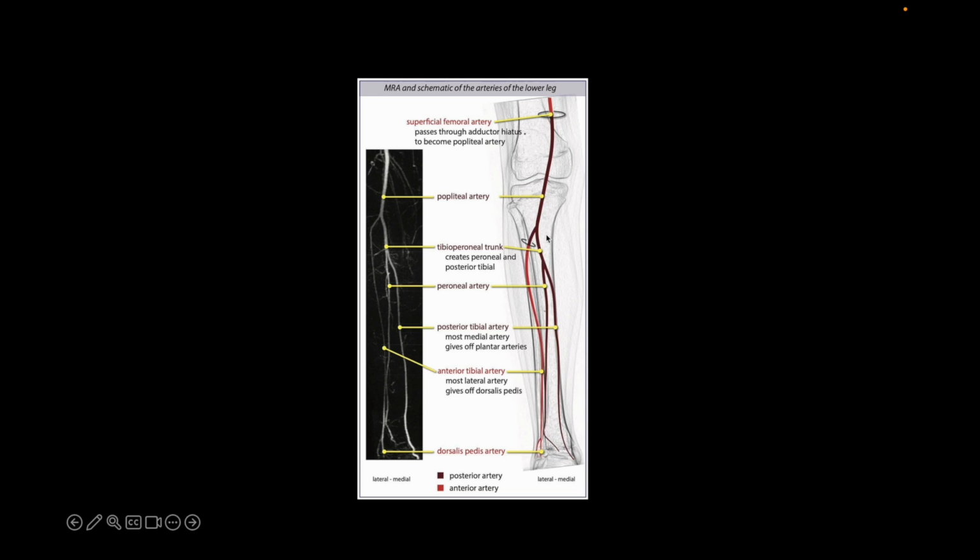This is the arteries again, just to highlight that they can try and trick you out below the knee. So you've got your popliteal artery, your tibioperoneal trunk, which creates your peroneal and posterior tibial arteries, and then your anterior tibial artery comes off the popliteal artery, which then gives off your dorsalis pedis. Important to try and remember this because I think they can try and trick you out and it's quite difficult.